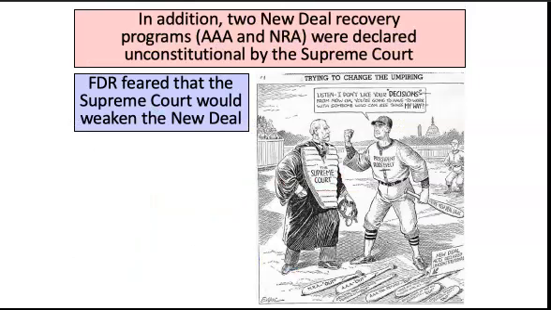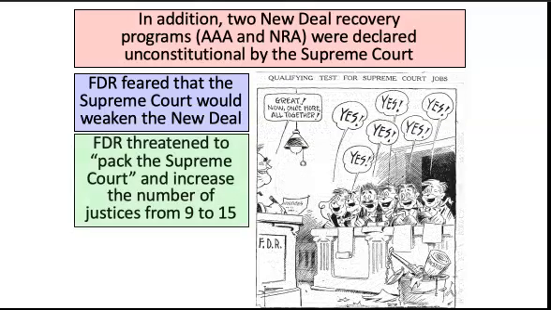In addition to this, two New Deal recovery programs, the AAA, the Agricultural Adjustment Act, and the NRA, the National Recovery Administration, were declared unconstitutional by the Supreme Court. And the reason is that they fixed prices for not only industrial products, but also agricultural products as well. FDR feared that the Supreme Court would weaken the New Deal. So FDR threatened to pack the Supreme Court and increase the number of justices from 9 to 15.